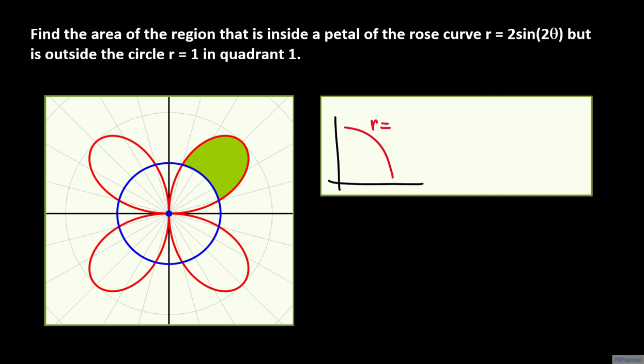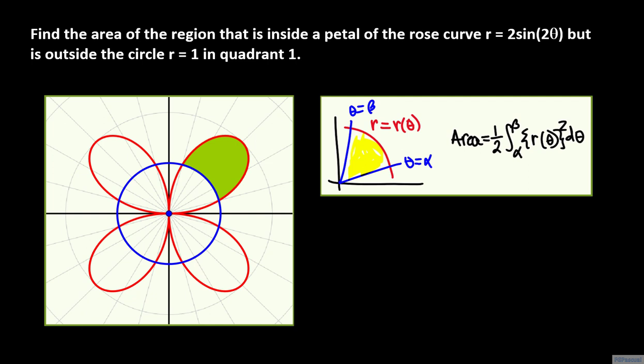Given a region that is bounded by the graph of r equals r of theta, and is between the rays theta equals alpha, and theta equals beta, with alpha and beta between 0 and 2 pi, and alpha less than beta, the area of the region is given by half times the integral from alpha to beta of the square of r of theta.